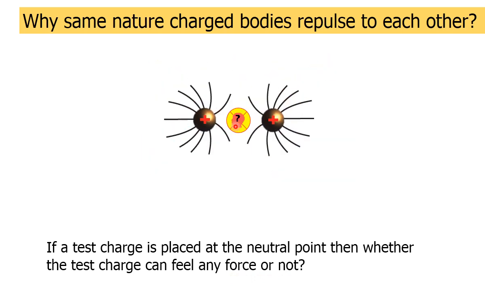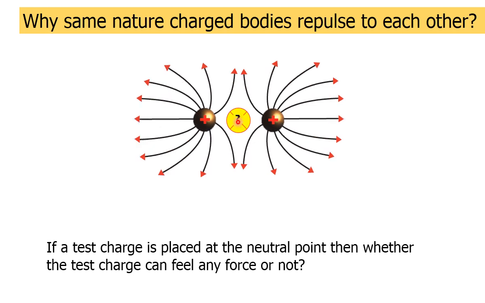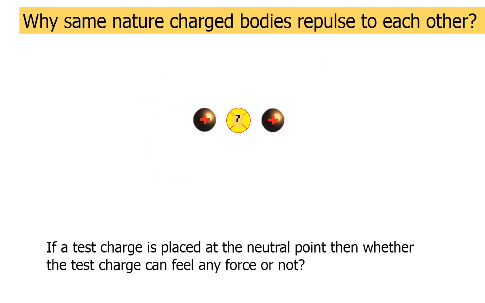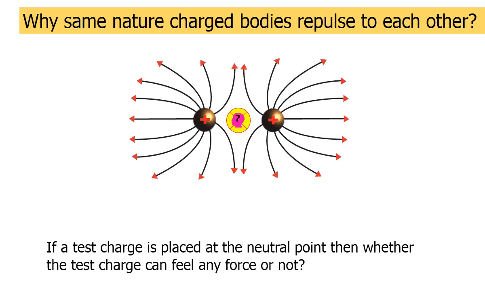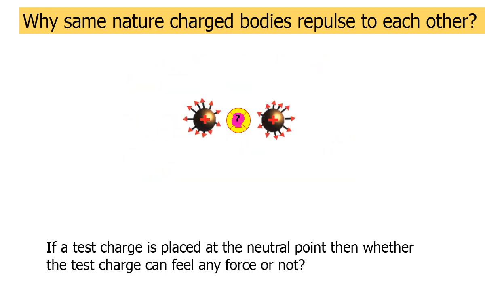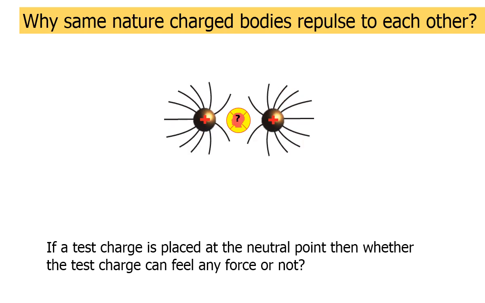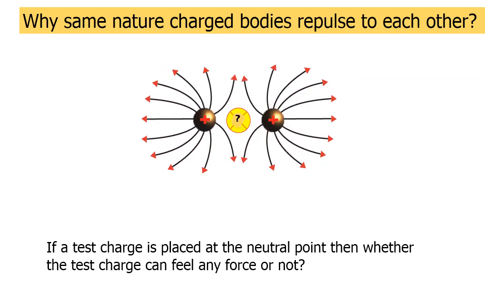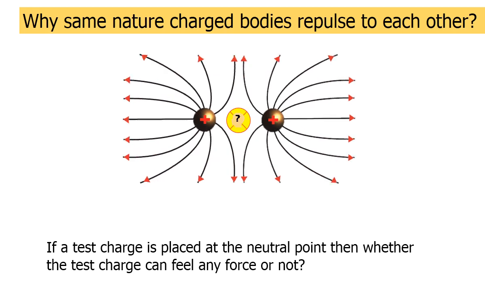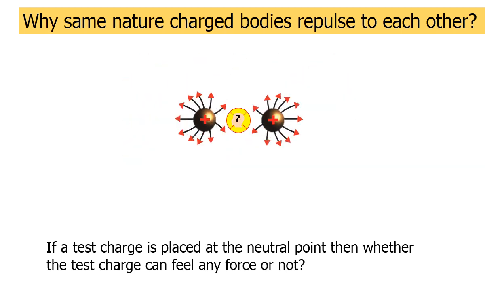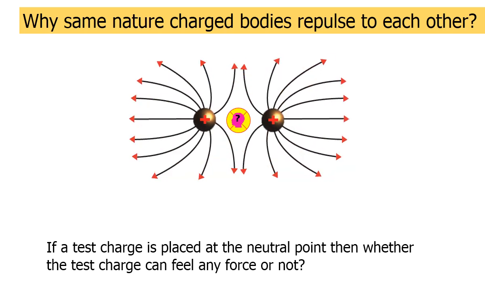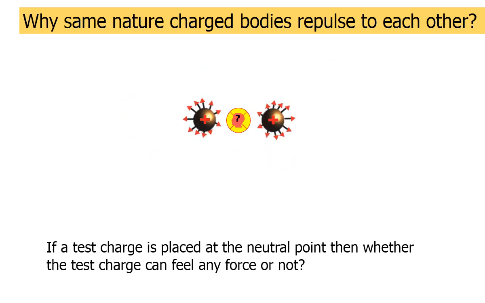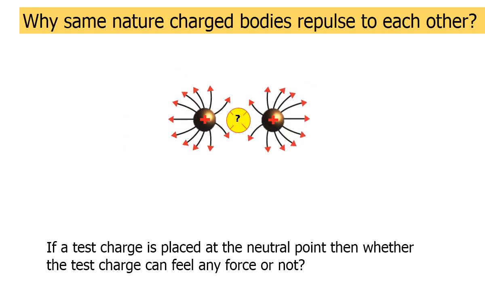Here you can see that is the neutral point. At that point, no electric line of force intersects. That point is called neutral point, and if you place a test charge at that neutral point, that charge will not feel any force, because if the two charged bodies apply the same amount of force on that charge from opposite directions, the resultant force will be 0. That is why the neutral point will not get any force from the two charges.